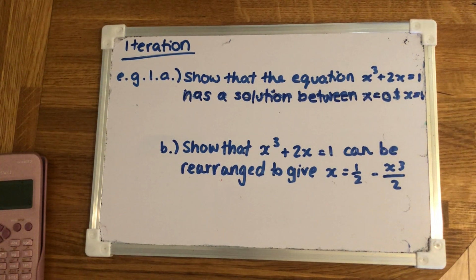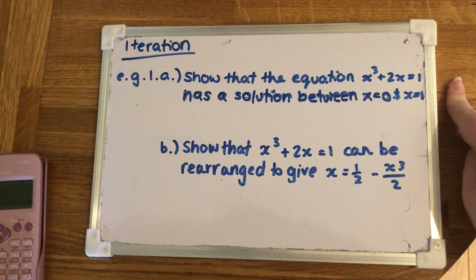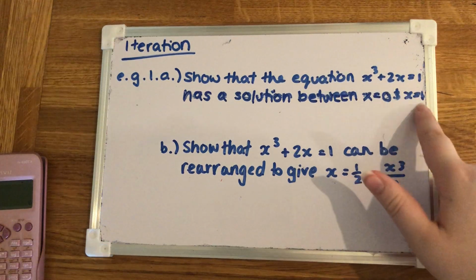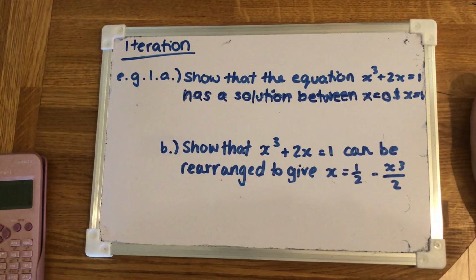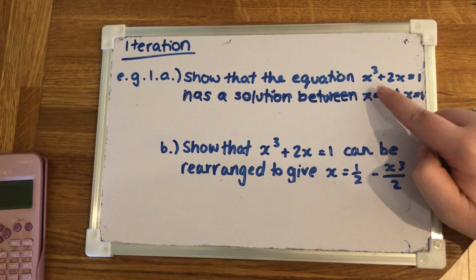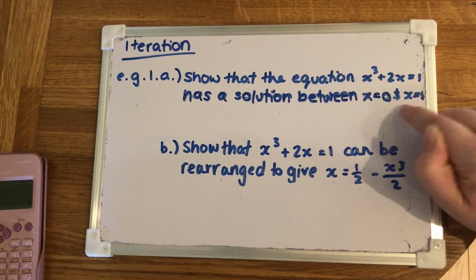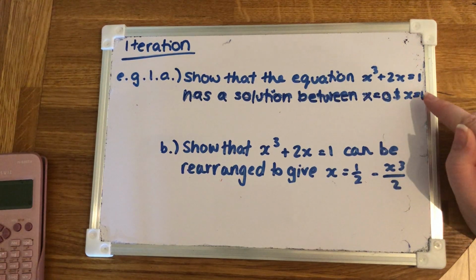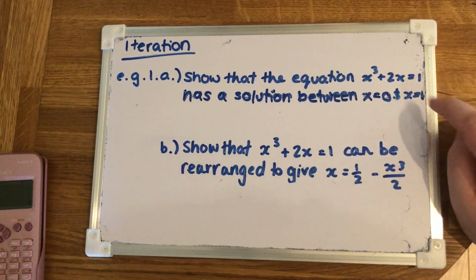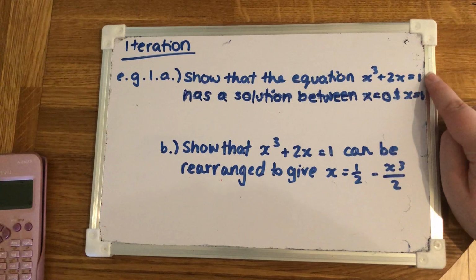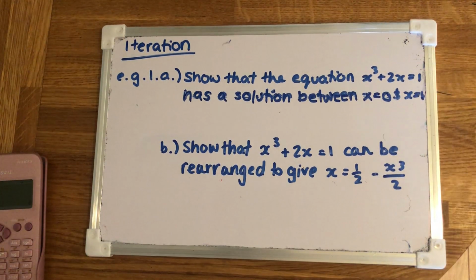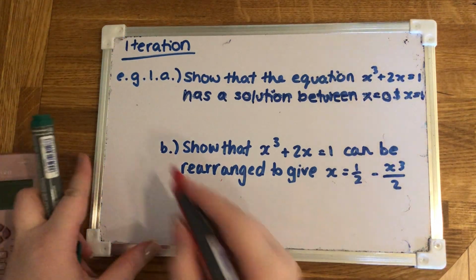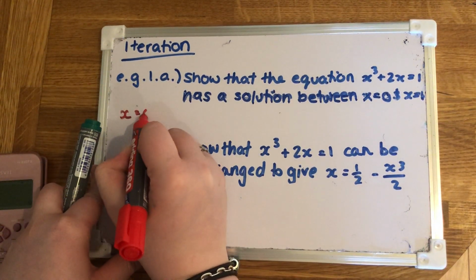So for the first part, you'll always get a question like this. So it says, show that the equation x cubed plus 2x equals 1 has a solution between these two numbers 0 and 1. Now all you do is you need to substitute the x with both of those numbers. So the first time with a 0 and the second time with a 1, okay? And what should happen is that you should have one answer that's bigger than 1 and one answer that is less than 1, okay? If it doesn't happen like that, then you've obviously gone wrong somewhere, so just check your work. So I'm going to start with x is 0.